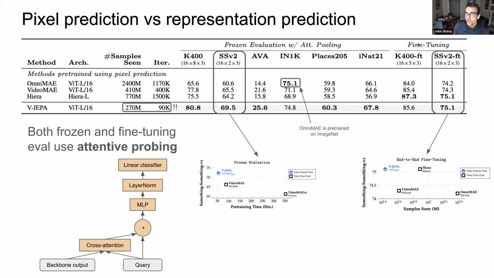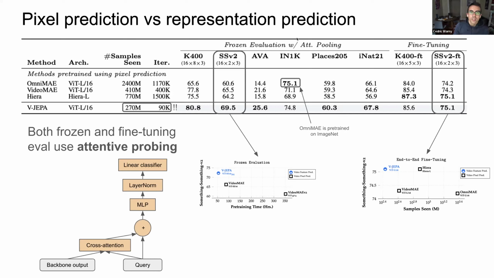And if you go full fine-tuning and not just frozen evaluation with attention pooling, you have a similar conclusion, but here not in terms of training cost, but in terms of data cost. So with less data, you have better performance, essentially.